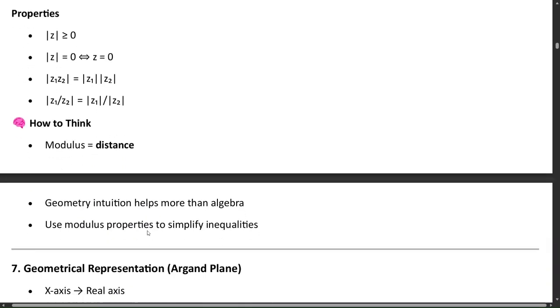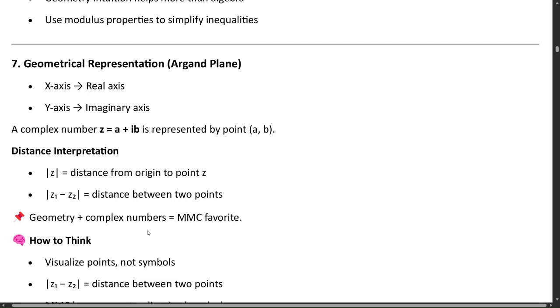In the Argand plane, the x-axis represents the real part and the y-axis represents the imaginary part. So a complex number a plus ib is represented by the point (a, b). Distance formulas become modulus expressions. So mod z is the distance from origin to the point z, while mod z1 minus z2 is the distance between 2 points.